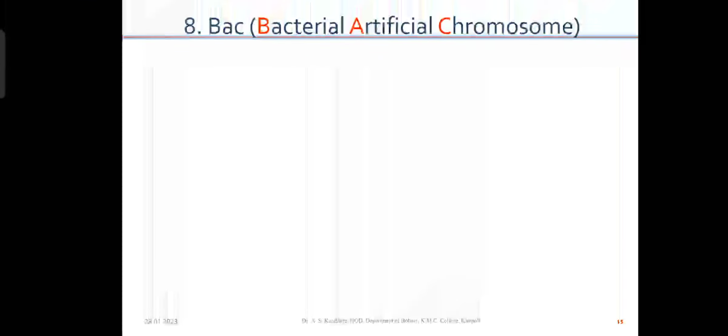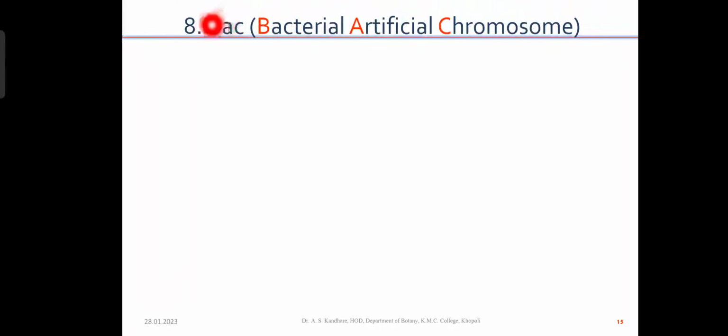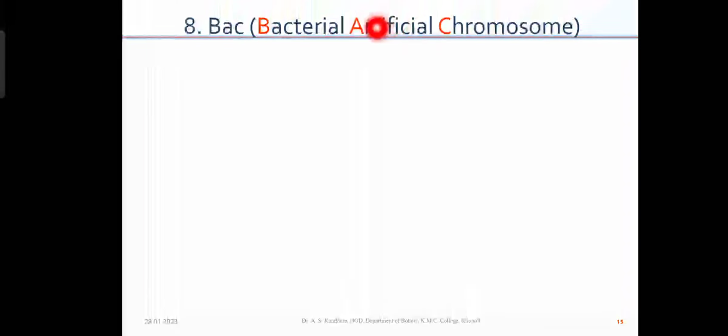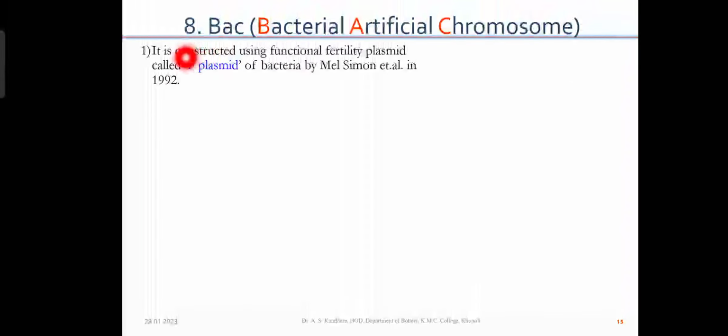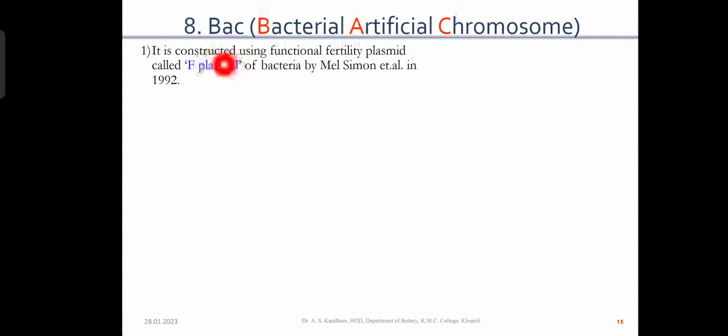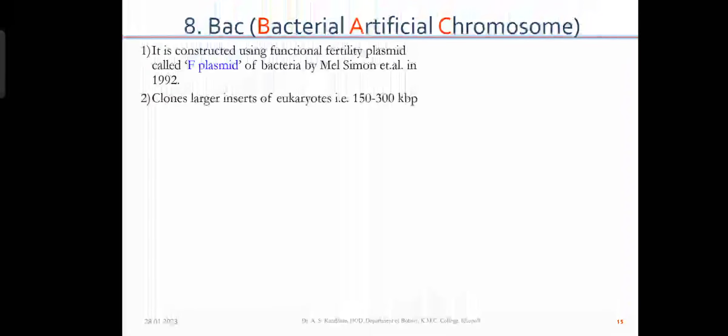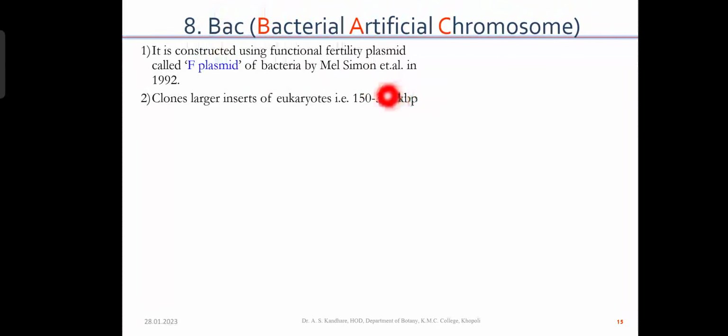Then BAC, that is bacterial artificial chromosome. So this is also a modified and artificially constructed chromosome. It is constructed using functional fertility plasmid called F plasmid of bacteria by Mel Simon et al. in 1992. तो ये जो है तो F फैक्टर या फर्टिलिटी फैक्टर का इस्तेमाल करके ये बैक जीन बनाया गया है, बैक्टीरियल आर्टिफिशियल क्रोमोसोम. It clones larger insert of eukaryote, that is 150 to 300 kilo base pair. तो इसका भी कैपेसिटी अच्छा है.